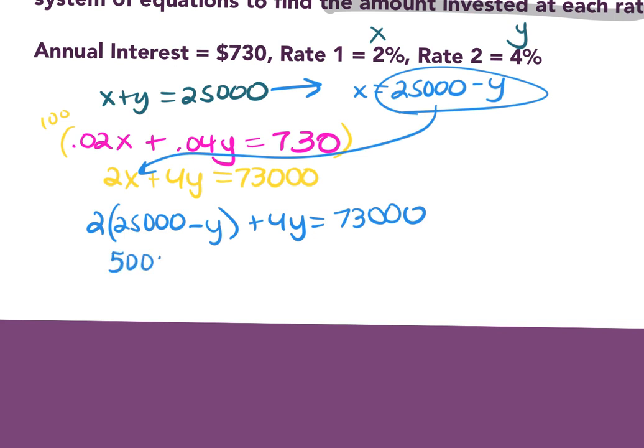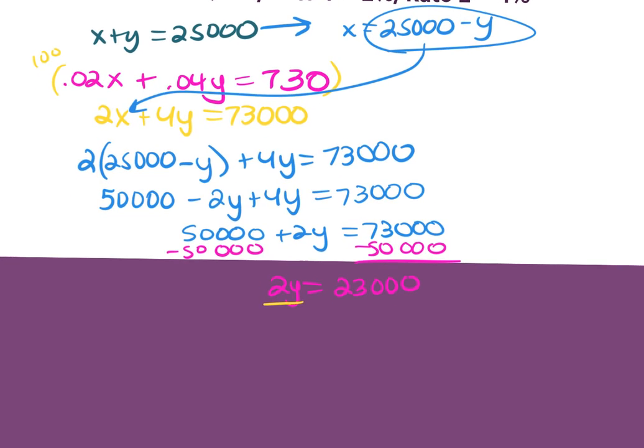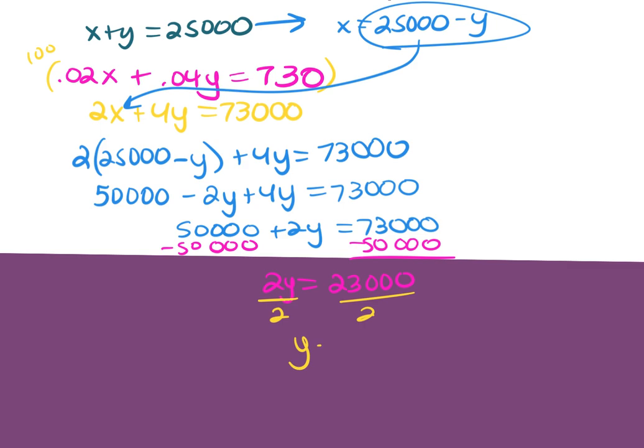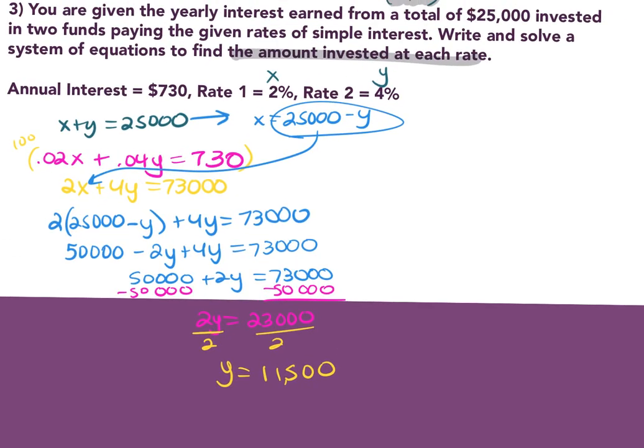I get 50,000 minus 2y plus 4y equals 73,000. 50,000 plus 2y equals 73,000. Subtract the 50,000. 2y equals 23,000. Divide by 2. And y is 11,500.